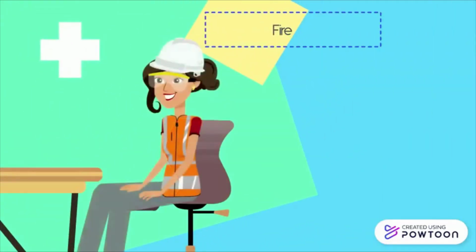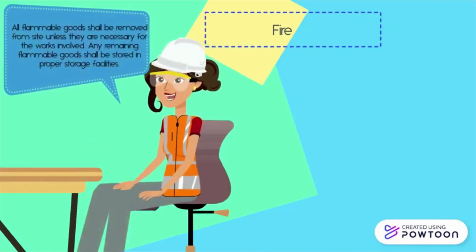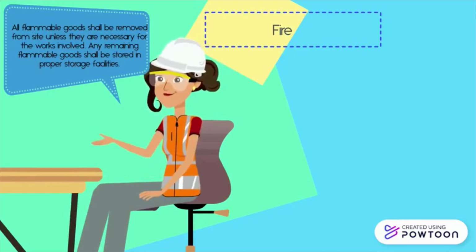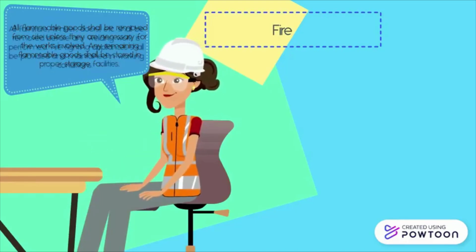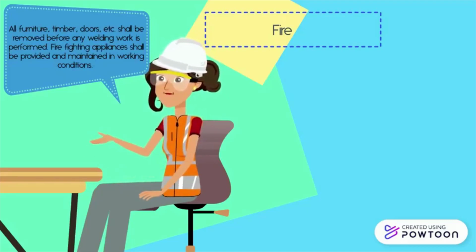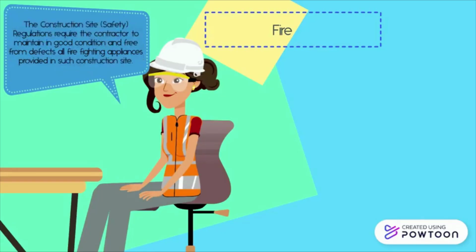Next is fire. All flammable goods shall be removed from site unless they are necessary for the works involved. Any remaining flammable goods shall be stored in proper storage facilities. All furniture, timber, doors, etc. shall be removed before any welding work is performed. Firefighting appliances shall be provided and maintained in working conditions. The construction site safety regulations require the contractor to maintain in good condition and free from defects all firefighting appliances provided in such construction site.